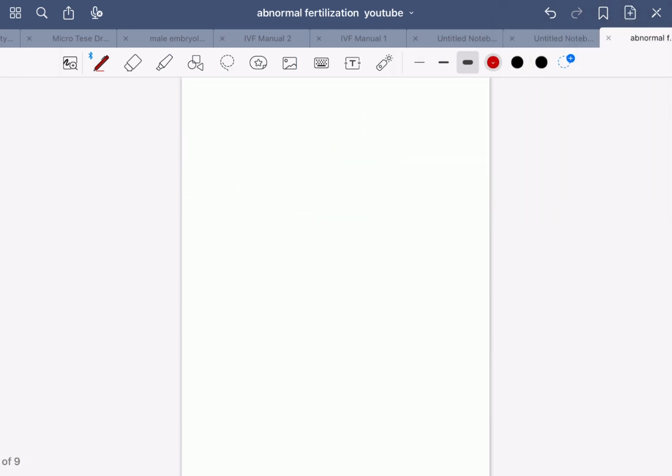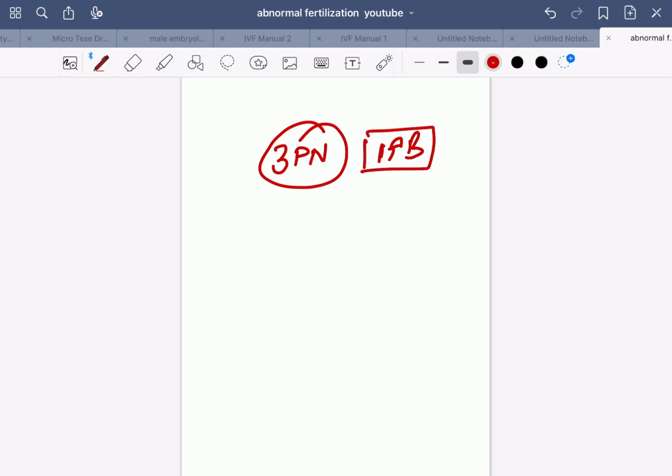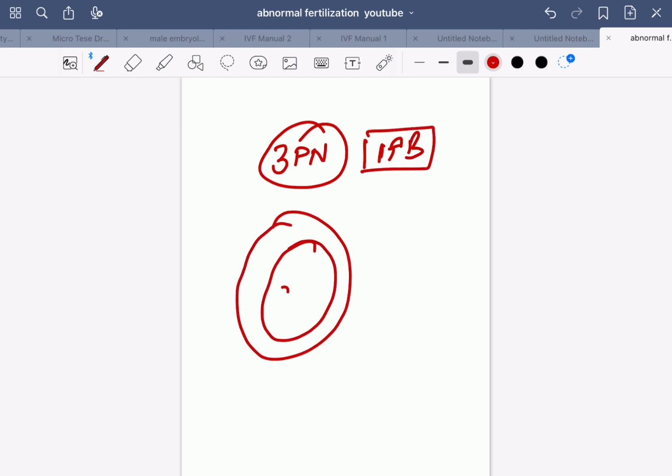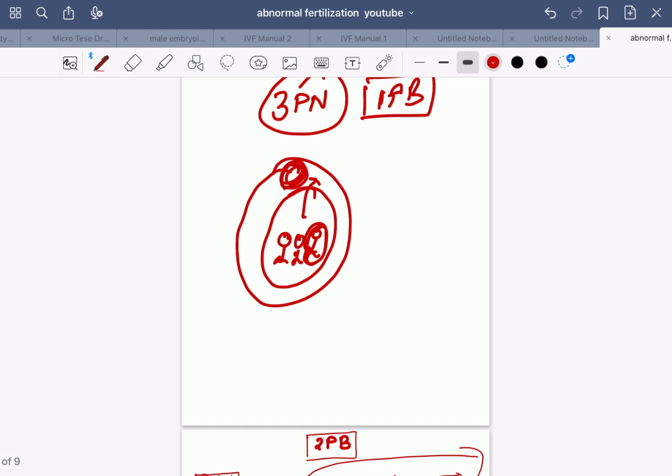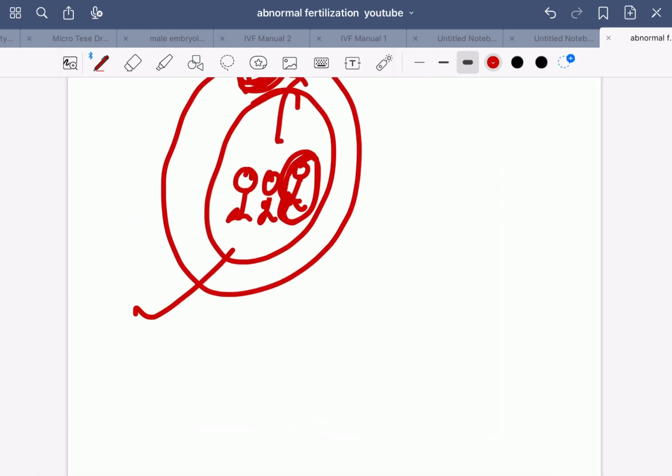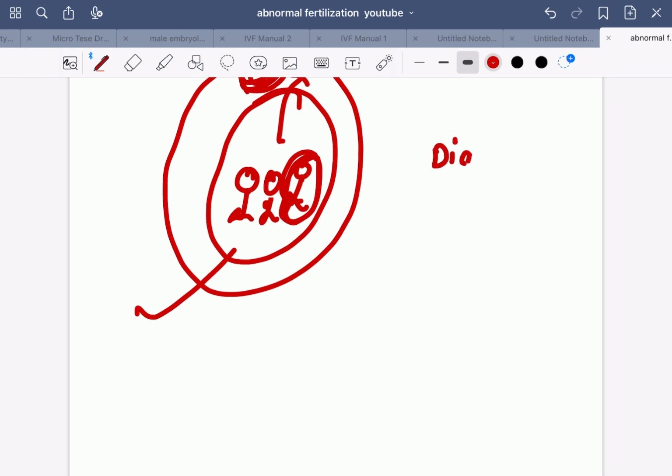Now we'll talk about 3 pronuclei and one polar body. In this, the couple has produced 2 children. The first child they have sent to the hostel. The second child they have not sent to the hostel. In the previous case, the second child was not produced, but in this they have produced the second child but haven't sent them to the hostel. That means it will be digyny. Digyny means they have triploidy.